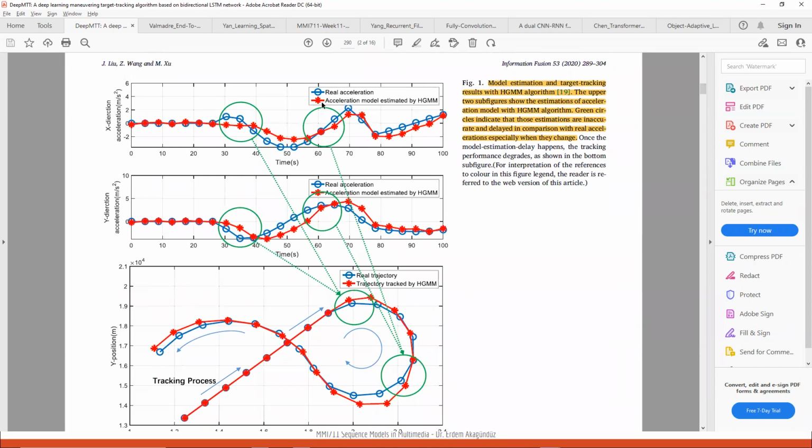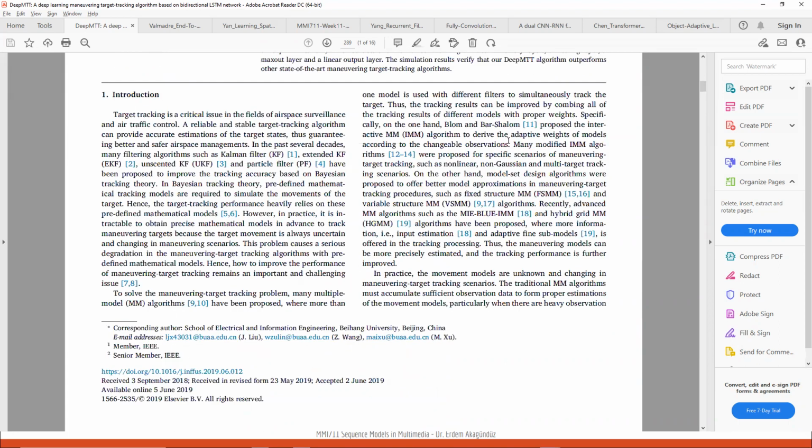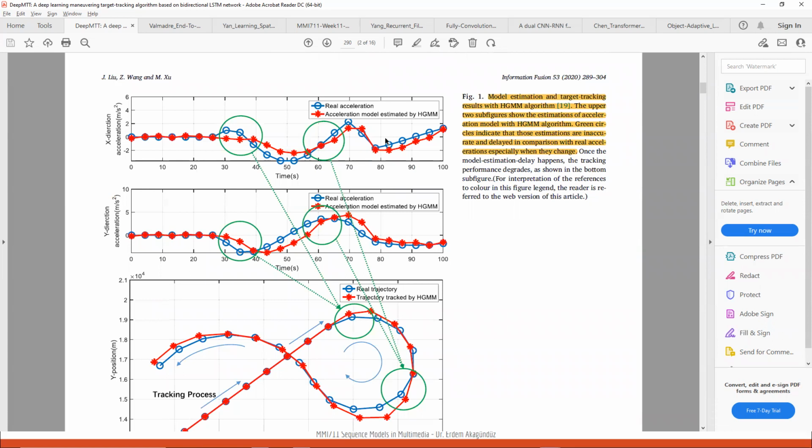So this is the real acceleration of the target, and this is the observation. Using the observation, which is estimated by a kind of algorithm, hybrid grid MM. What was the MM? Many multiple model algorithms. They use many models. So using a traditional algorithm, not a deep learning model, this is a depiction of how they estimate the target movement.